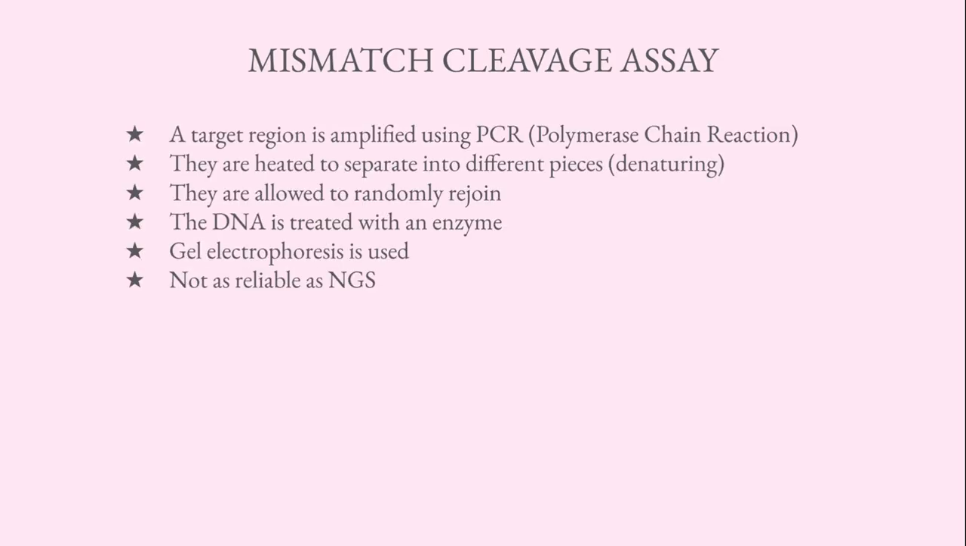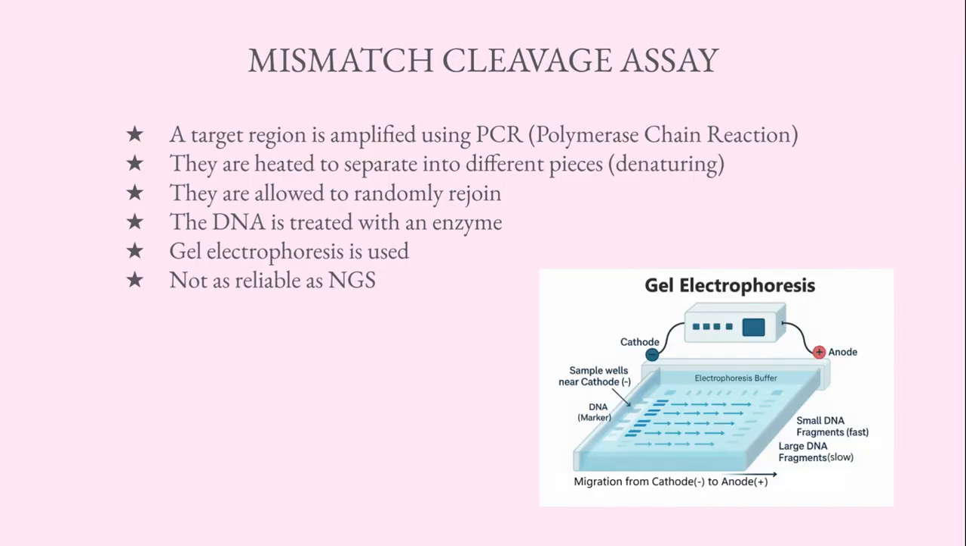Mismatch cleavage assay. This is when a target region is amplified using PCR, or polymerase chain reaction. They are heated to separate into different pieces, which can also be called denaturing. They are then allowed to randomly rejoin. The DNA is treated with an enzyme, and then gel electrophoresis is used. This method is not as reliable as NGS, or next generation sequencing. Here is a photo of gel electrophoresis to show you kind of what it might look like.